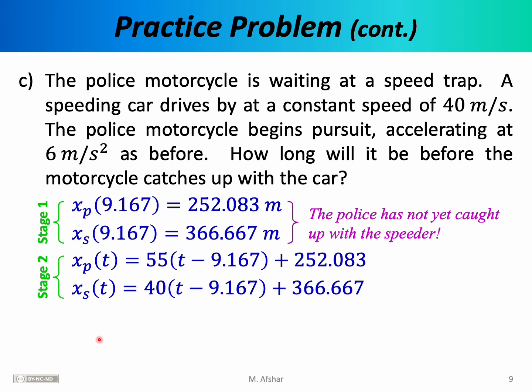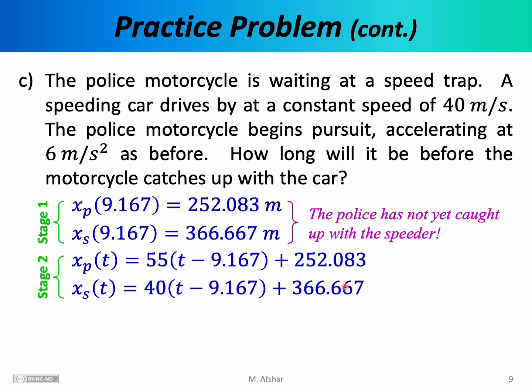How do I figure out when the police catches up with the speeder? Well, think about what it means to catch up with something. When you catch up with your friend, what that really means is that you're at the same place at the same time with your friend. Here in this particular problem, if we want to talk about the police motorcycle catching up with the speeder, we're basically saying at what time do they have the same coordinate. So what we really want to do is set these two equations equal to each other. When the position of the police is equal to the position of the speeder, we can say that one has caught up with the other one.